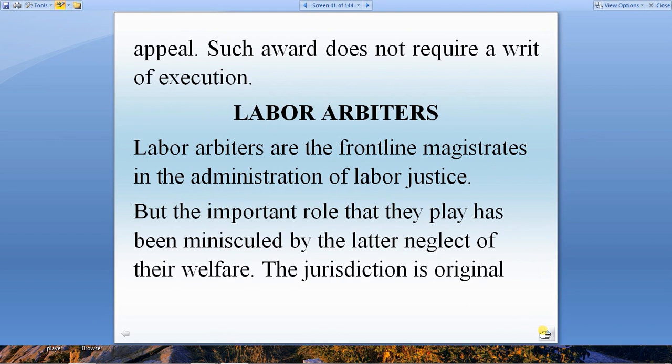So, we're through with NLRC, and we'll now proceed with the jurisdiction of the Labor Arbiters. Before we go into that, do you have any question?